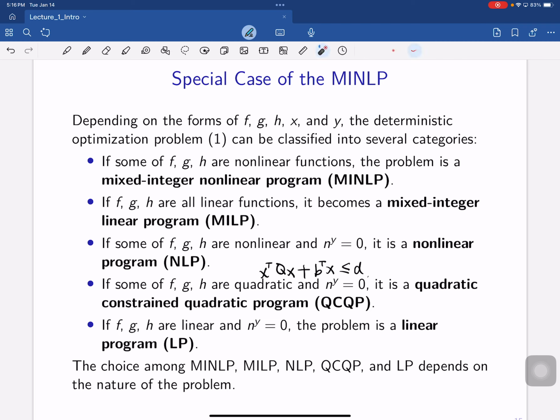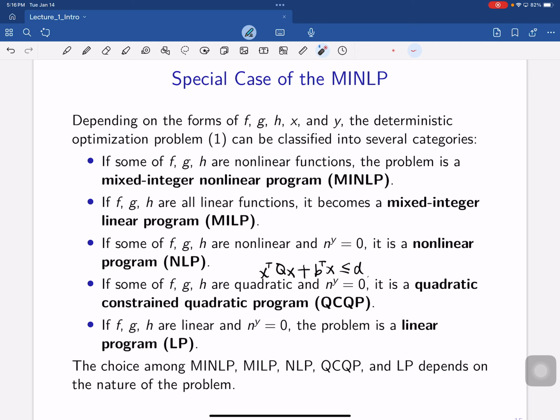And then if f, g, and h are linear and n superscript y equals 0, we don't have any binary variables, then the problem is reduced to what is called a linear program. Okay. Perhaps one of the first applications of operations research or optimization originated from linear programs, where in World War II they were thinking about shipping different munitions to the battlefield, right? They wanted to minimize the transportation time or the cost by solving linear programs.